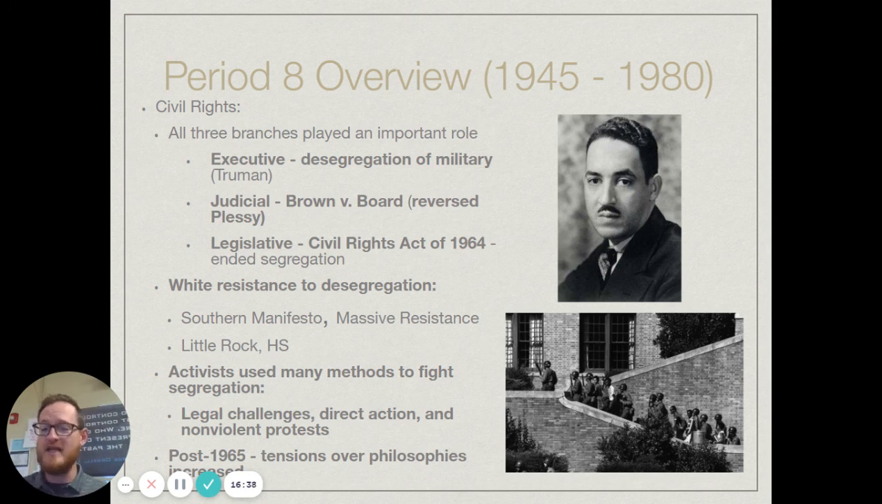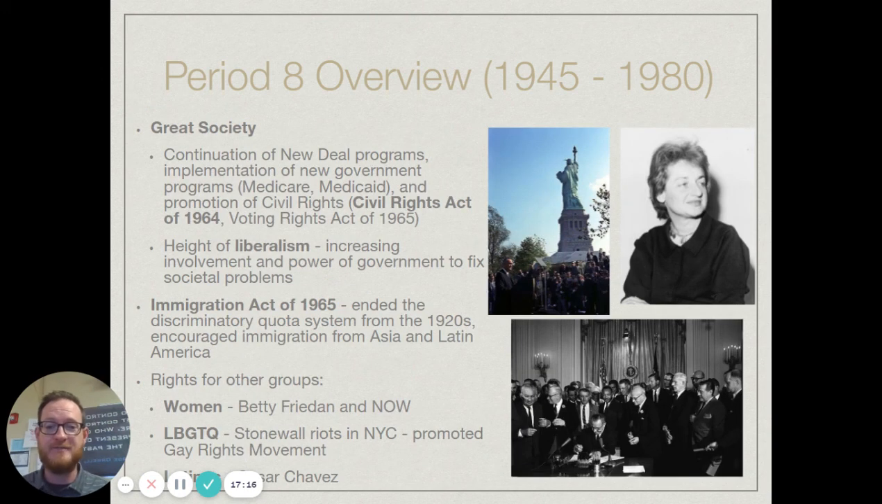Now, you're going to see post-1965 that tensions over philosophies would increase. Again, we already talked about Martin Luther King Jr. and his idea of peaceful, nonviolent protests. And then on the other end of that spectrum, you're going to have Malcolm X, who believed in by any means necessary, including violence if it needed to be used, to ensure African Americans' rights. And it's kind of similar to the disagreement that we talked about earlier in this class between Booker T. Washington and W.E.B. Du Bois, who had very different views on how to go about achieving equal rights for African Americans.